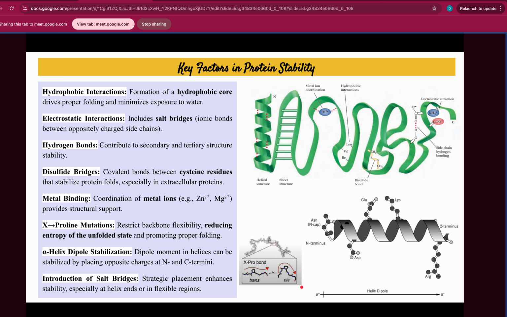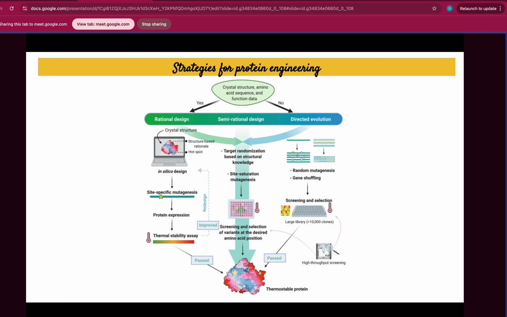So this is about protein stability, and we have seen why this stability is important, because it governs the structure of the protein. In protein engineering, our aim is to make new functionality in the protein. So for that we must keep these points in mind, that the protein which we engineer should be stable enough to perform better functions.